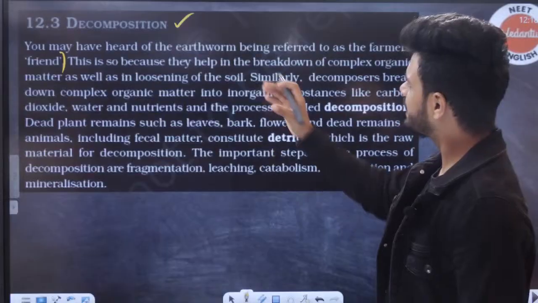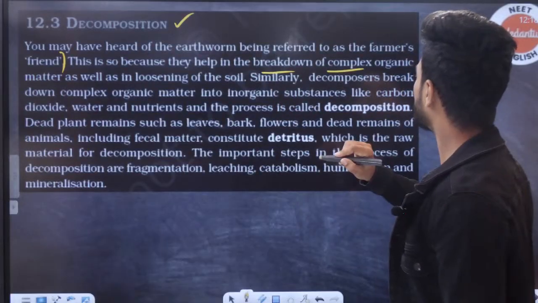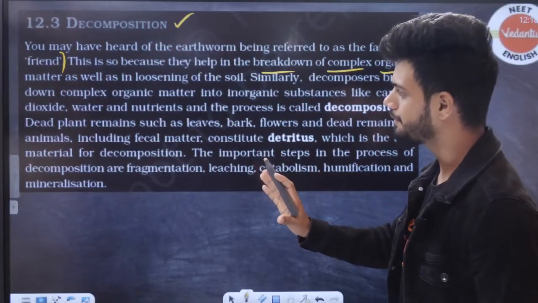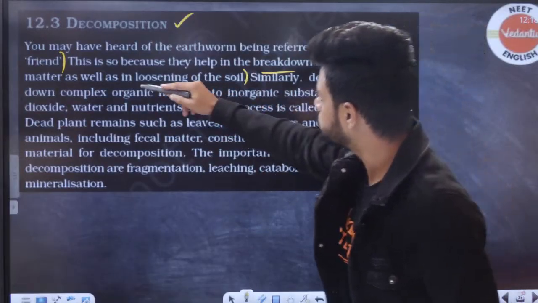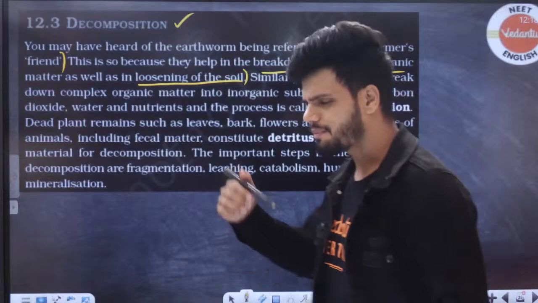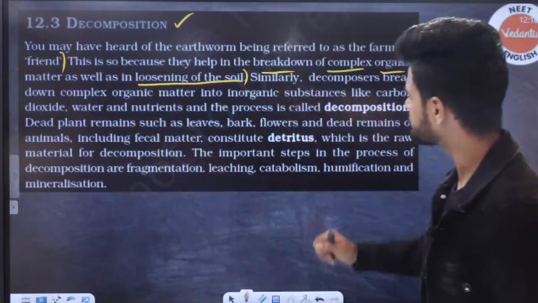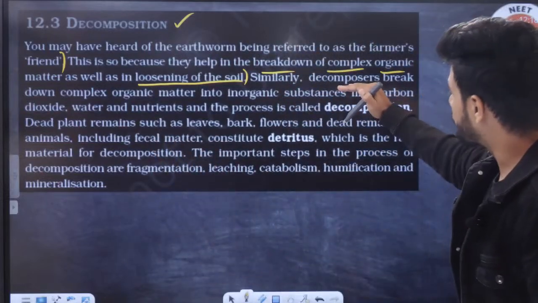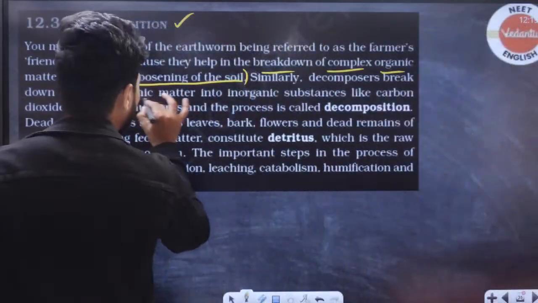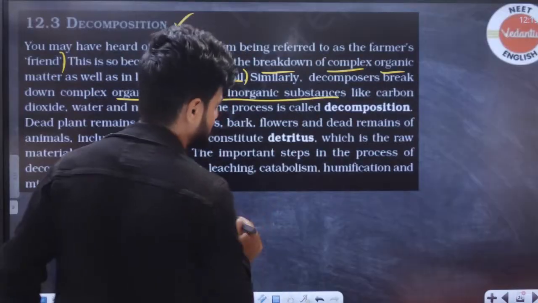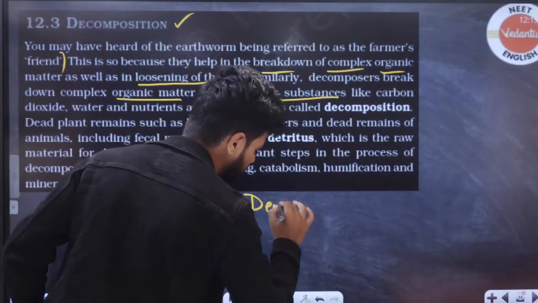This is so because they help in breakdown of complex organic matter as well as loosening the soil. Similarly, decomposers break down the complex organic matter into inorganic substances. So what does a decomposer do, students?